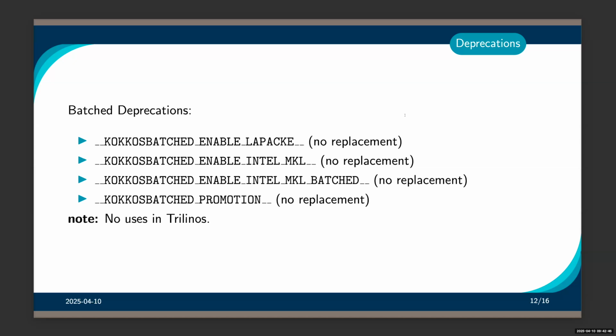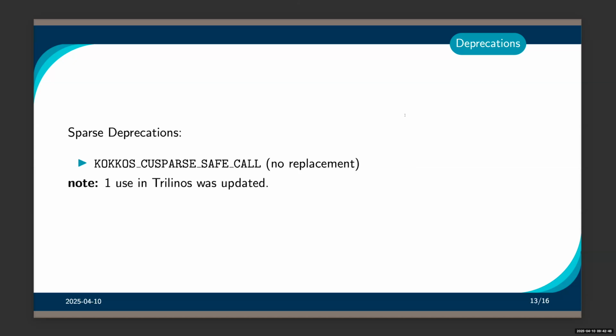So these are all batched. And similarly in sparse, we had a sort of wrapper for cuSPARSE calls that was used in one place in Trilinos. So we've patched Trilinos to get rid of that. We're not planning to maintain this as part of the public API. The implementation is relatively straightforward for you to move in tree if this is the kind of thing that you were previously relying on Kokkos Kernels to provide for you.